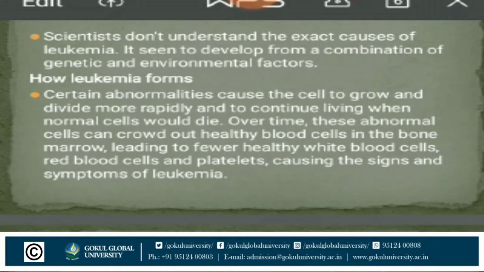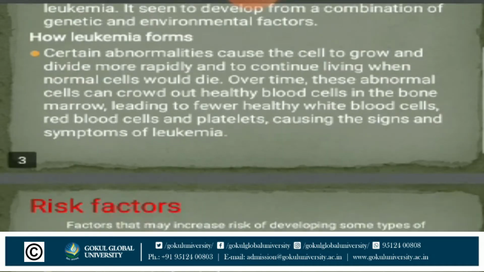And how does leukemia form? Certain abnormalities cause the cell to grow and divide more rapidly and to continue living when a normal cell would die. Over time, these abnormal cells can crowd out healthy blood cells in the bone marrow, leading to a shortage of healthy white blood cells, red blood cells, platelets and so on. And then signs and symptoms develop.